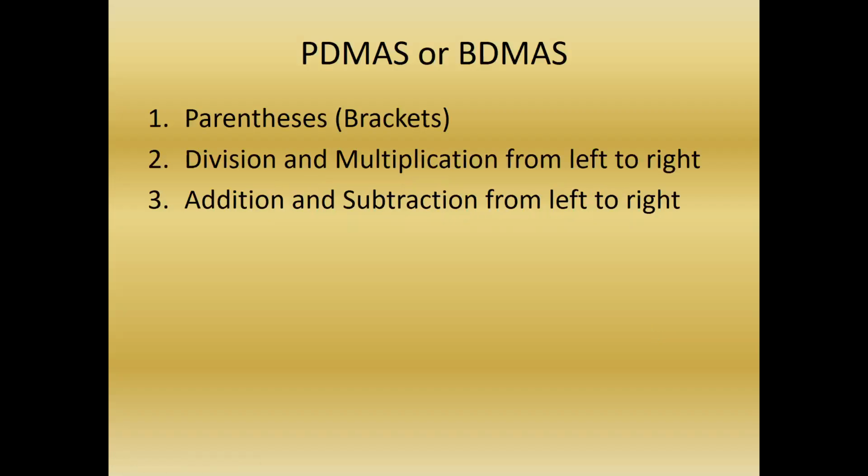So there's a certain order of steps for this. The book calls it PDMAS, or I call it BDMAS because brackets is a little bit easier to understand than parentheses. So the very first step is you have to do whatever is in the parentheses or the brackets. Then after that, you would have to look at the division and multiplication starting from the left and then going to the right. And then once you're done the division and multiplication, you would go to the addition and subtraction starting from left to right.